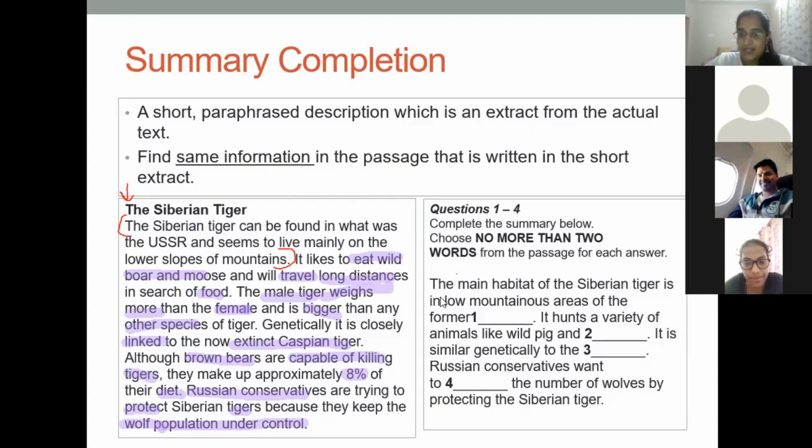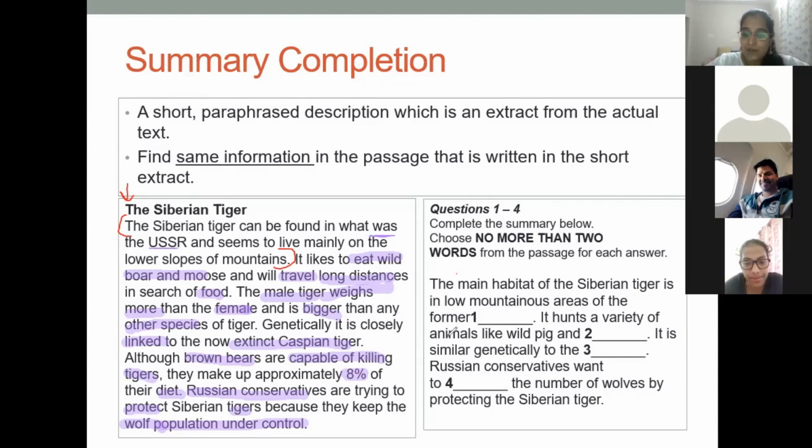So the first statement says the main habitat of the Siberian tiger is in the low mountainous areas of the former dash. It's there in the first sentence itself. The Siberian tiger can be found in what was the USSR. So Russia was formerly known as USSR. Look at the grammar. What was the USSR? So former USSR, or you can write former Russia, former USSR. The answer is correct. Everybody who's written USSR, good job.